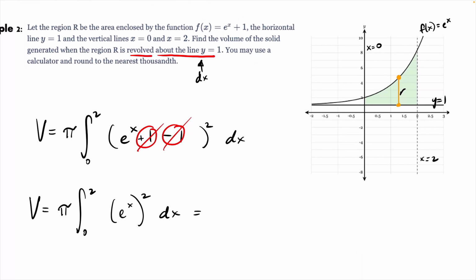Calculator, what do you get? Don't forget about the pi in the front. One of the biggest mistakes I see is just doing the integral and not multiplying times pi. So what do you get? Tell me what you get, and I'll tell you what I get. 84.192. That's what I got, yeah. 84.192.